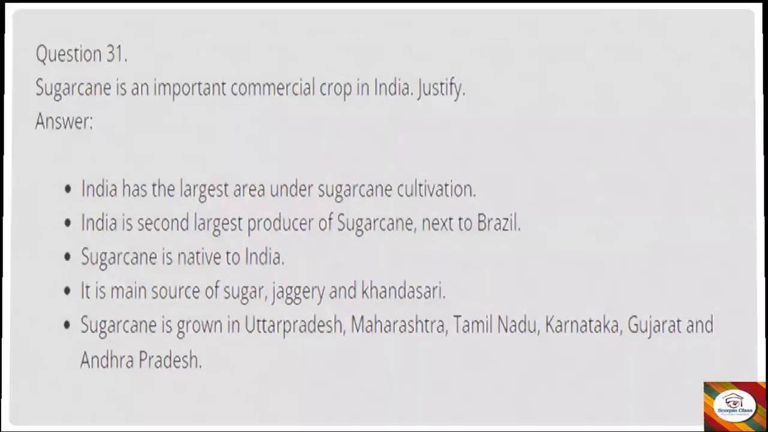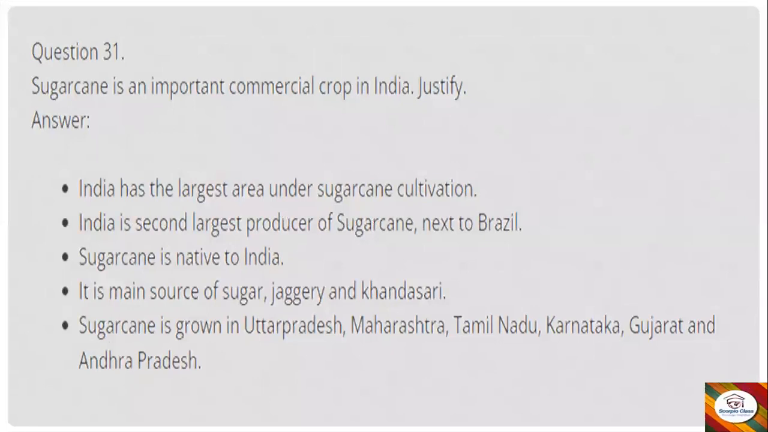Let's move to the next one. Question number 31. Sugarcane is an important commercial crop in India. Justify. Answer. India has the largest area under sugarcane cultivation. India is the second largest producer of sugarcane next to Brazil. Sugarcane is native to India. It is the main source of sugar, jaggery and khandsari. Sugarcane is grown in Uttar Pradesh, Maharashtra, Tamil Nadu, Karnataka, Gujarat and Andhra Pradesh.